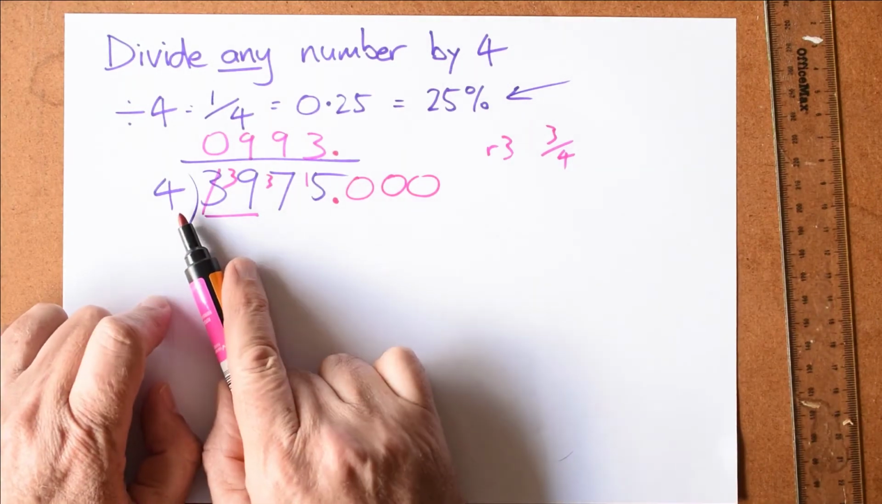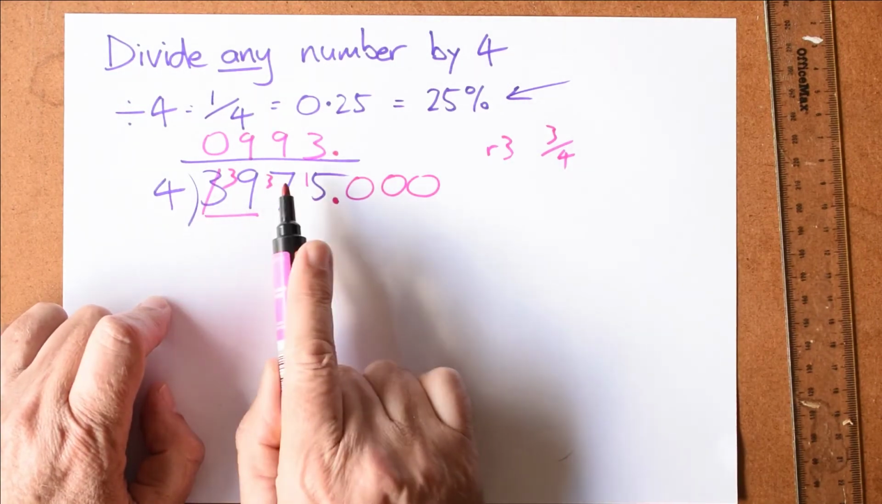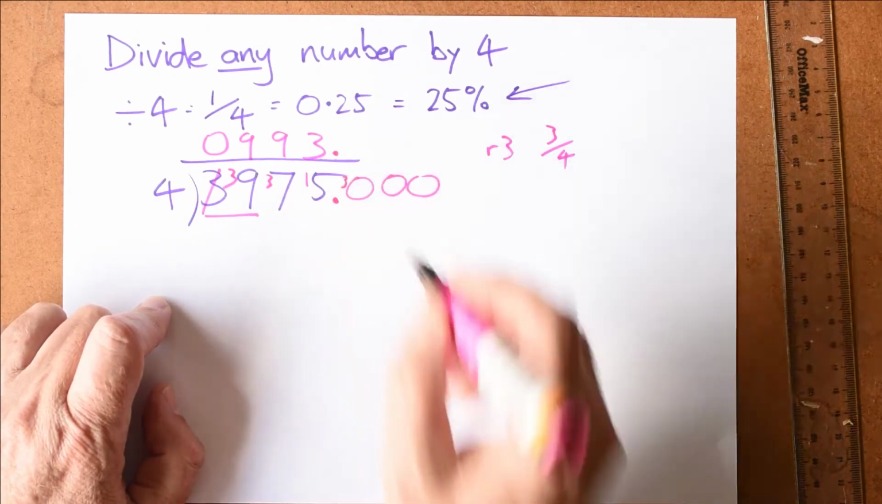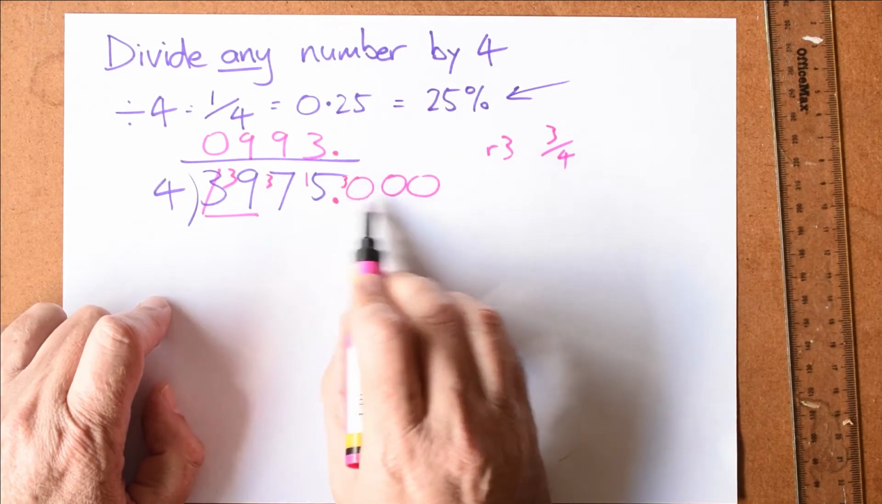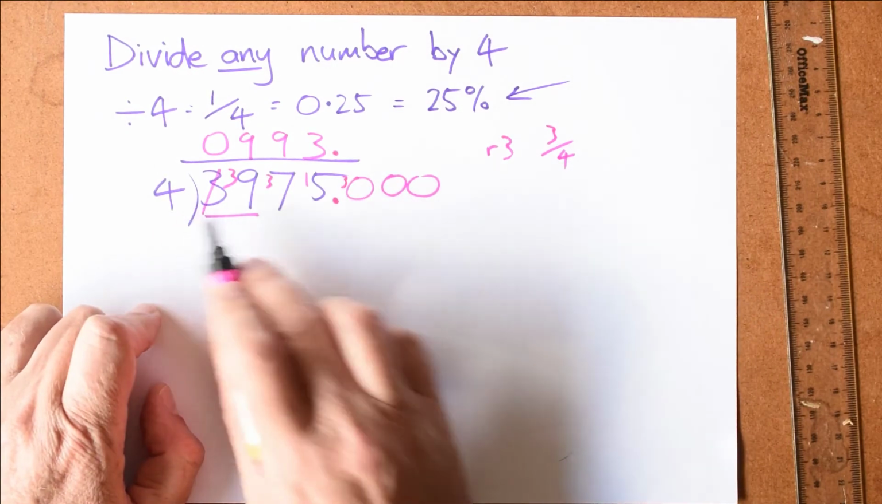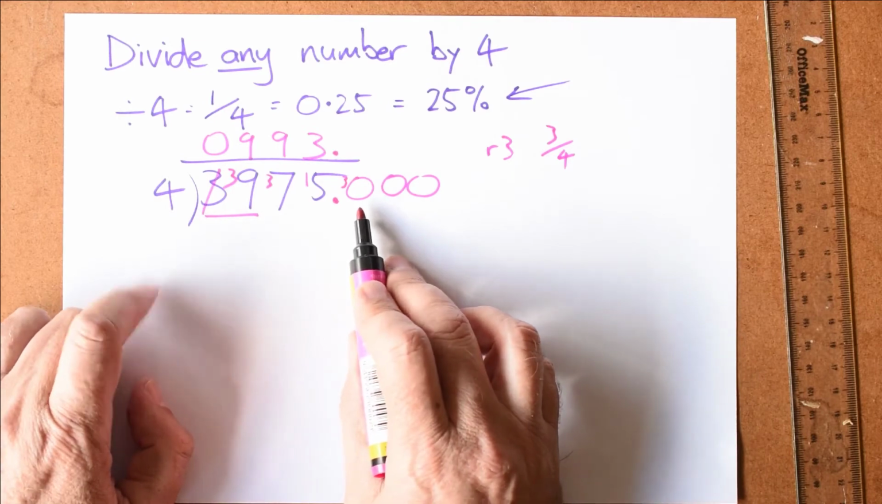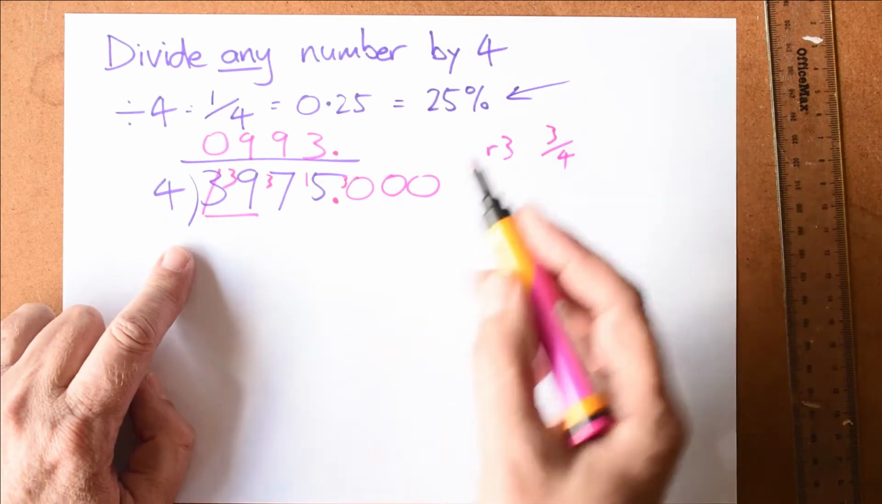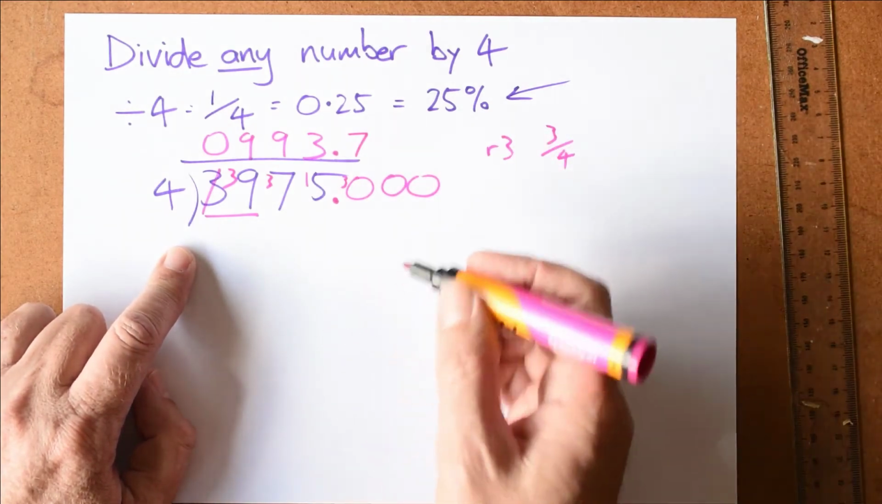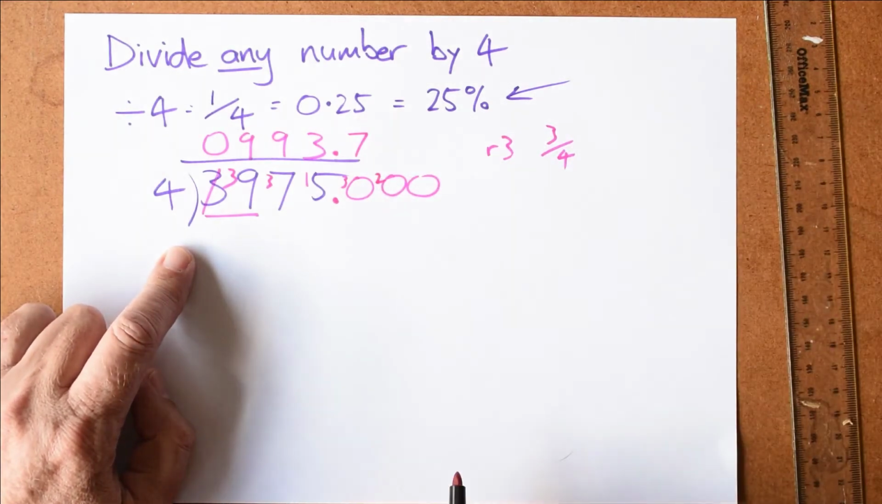So 4 times 4 is 16. 4 times 3 is 12. 15 take away 12 is 3, so I had 30 bits here. 3 left over. How many times does 4 fit into 30? It's that 7 one, isn't it? Fits in 7 times, because 7 times 4 is 28. I've got 2 left over.